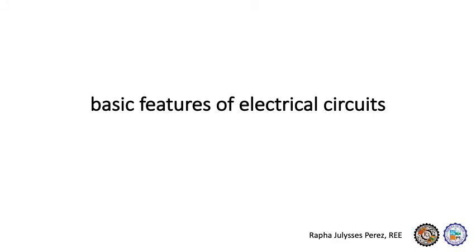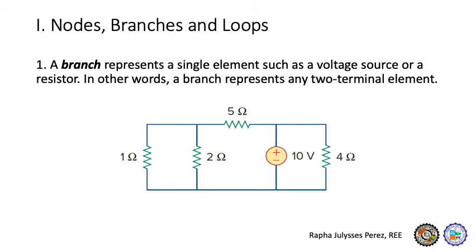Let's move on to the basic features of electrical circuits. Basically, there are three features for our electrical circuits. These are nodes, branches, and loops. To start with is a branch. A branch represents a single element such as a voltage source or a resistor. In other words, a branch represents any two-terminal element. Even if an element is not connected to a circuit itself, we can consider it as a branch, whether it stands alone or we connect it all together in a circuit.